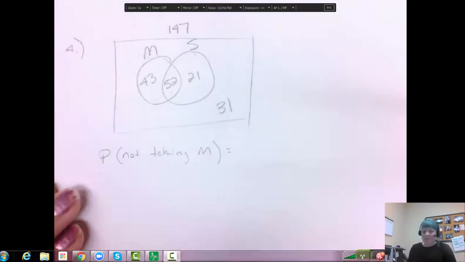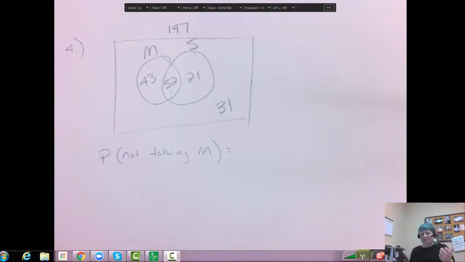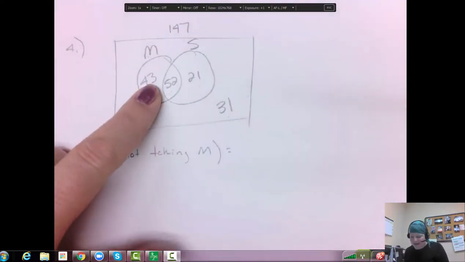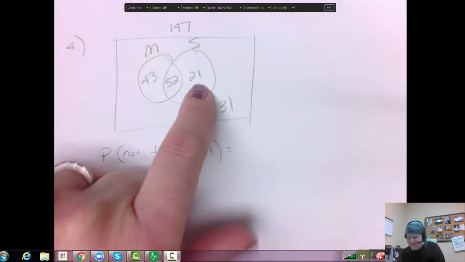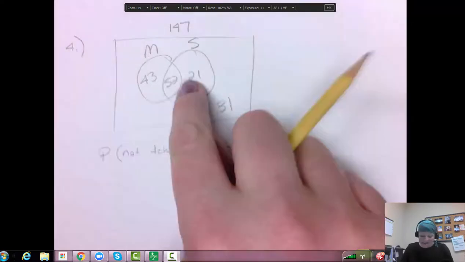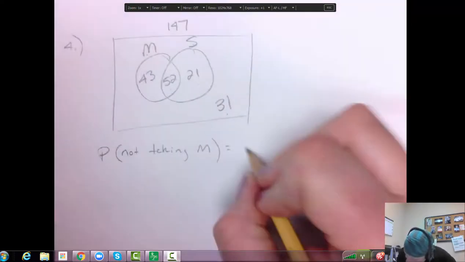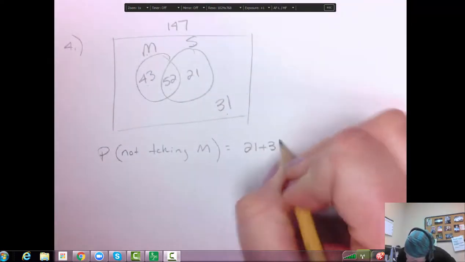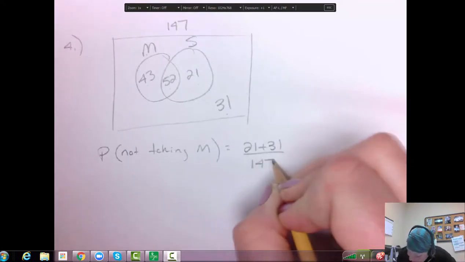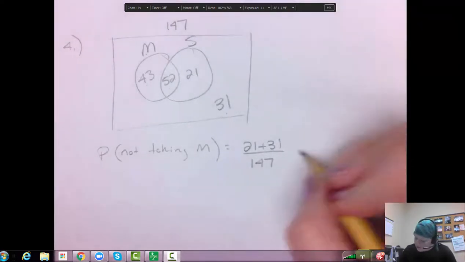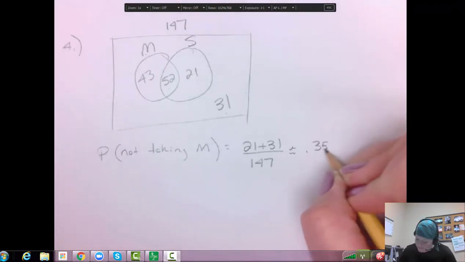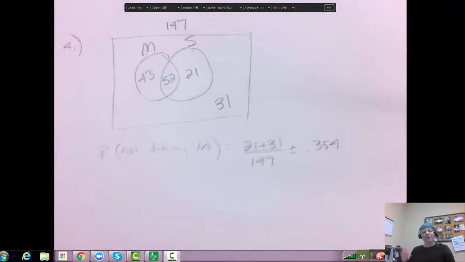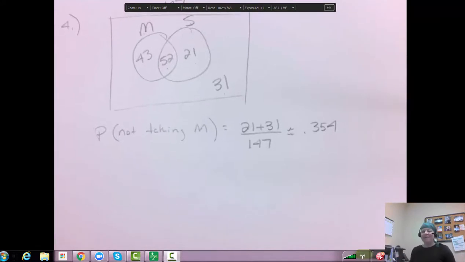So what is the probability that you're not taking a math class? Well, this you're in just math, this you're in math and science. So this one's only science and this is none. So you would add the 21 and the 31 over the 147 to get that probability, which then we just divide it out on our calculator, and I get about 0.354 going out 3 places. 35% of those people in this sample space are not taking math.